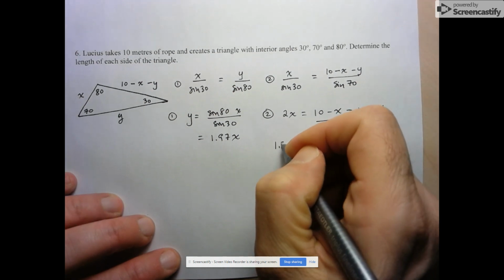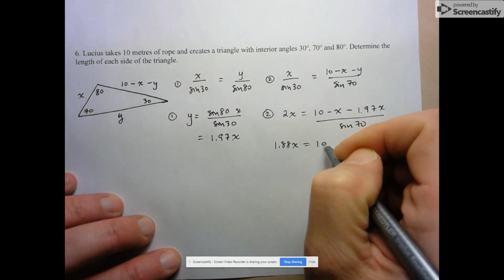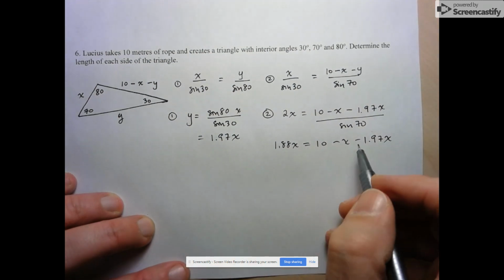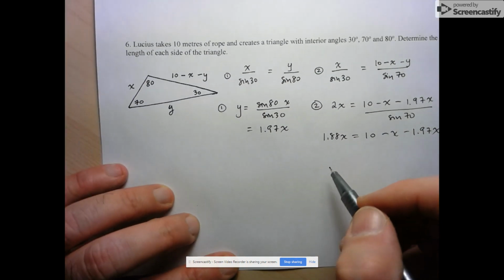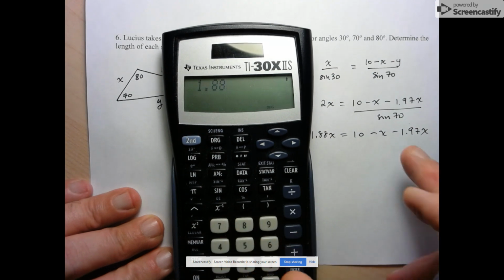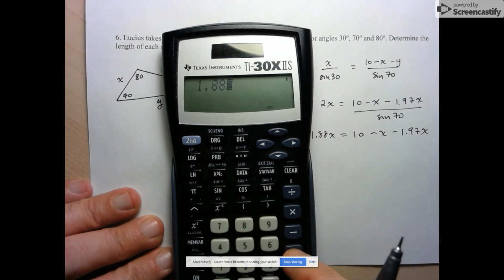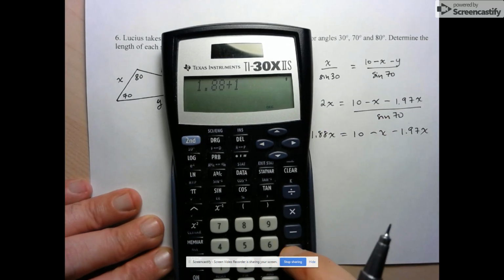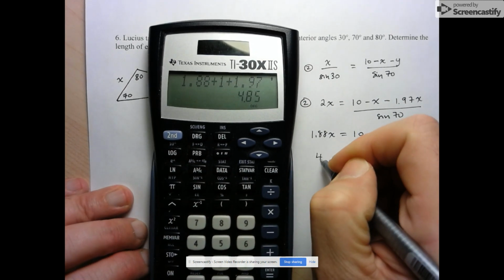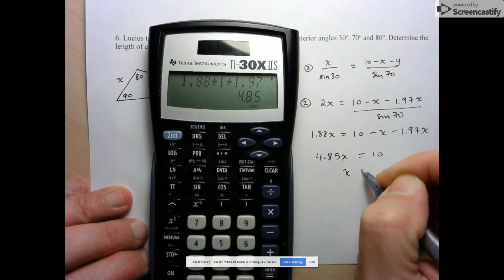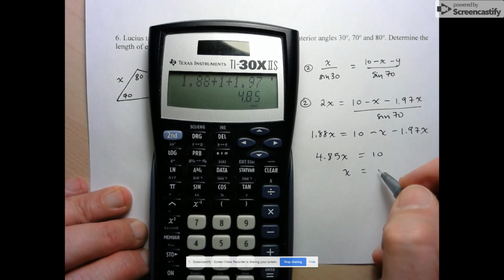So we have 1.88x equals 10 minus x minus 1.97x. And so now I can just bring all the x's to the other side. Here I have the 1.88. I'll bring this minus x to the other side, so that's going to be plus 1. And then I'm going to bring this minus 1.97 to the other side, so it's going to be plus 1.97. So in total we have 4.85x equals 10.